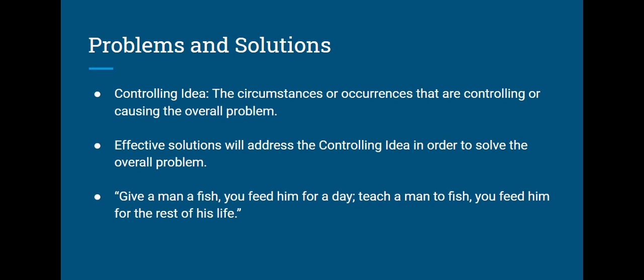A great example here is the old adage, give a man a fish, you feed him for a day. Teach a man to fish, you feed him for the rest of his life, right? So give a man a fish, you feed him for a day, you solve his immediate issue, his immediate hunger for that day. But if you teach him to fish, then he's able to provide for himself for the rest of his life, and that solves the problem. So it's not just giving people what they need, it's teaching them the skills that they need to have to solve their own problems.